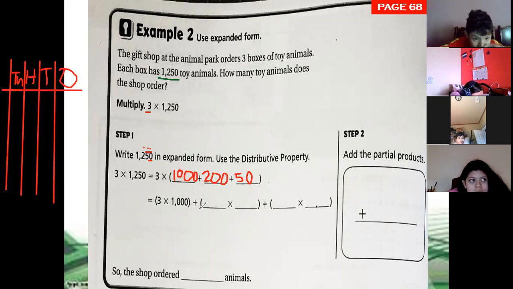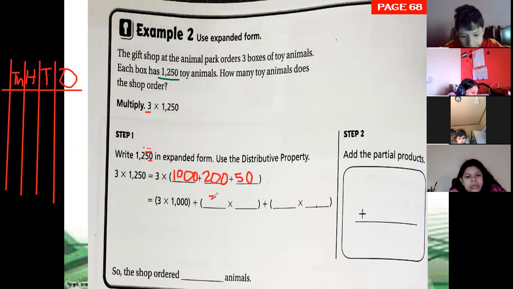We are going to complete this multiplication. This is the first one. 3 times 1,000.